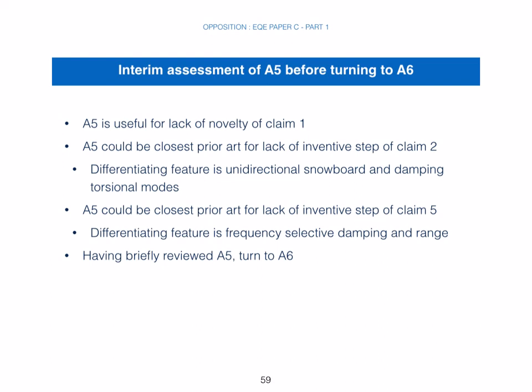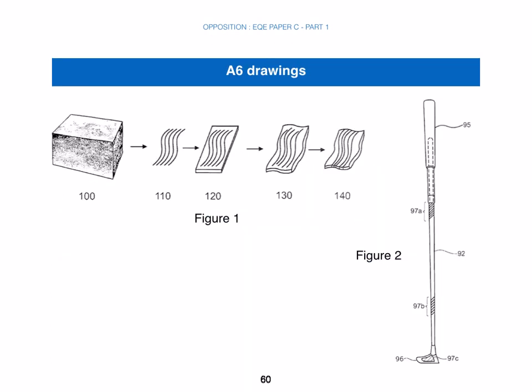Let's go to A6, starting with its figure. You can see a golf club on the right. From figure 1, it looks like fibers are cut off the block, fibers 110, and then the fibers are mounted somehow on a support, and then they are somehow treated by heating or some process. And figure 2 shows a golf club, which is a sports article with an elongated tapered shaft.